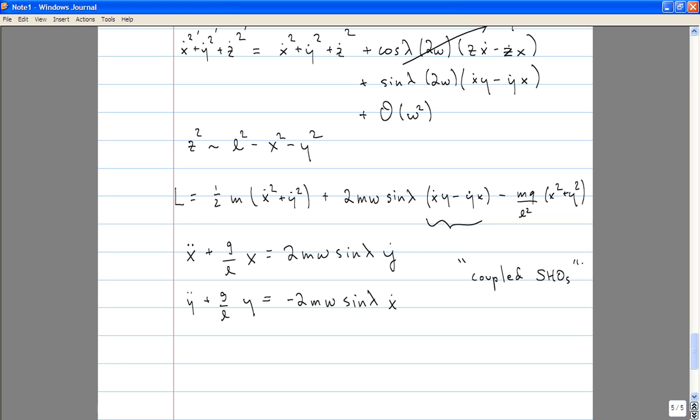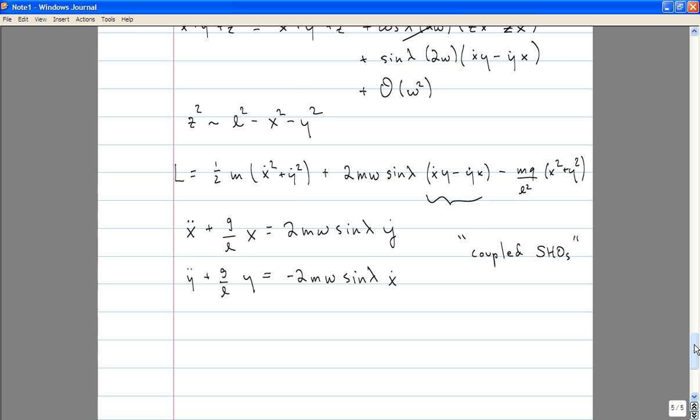where we would have two standard harmonic oscillators, but there's a very small perturbation proportional to sine lambda, which couples the motion of the two harmonic oscillators. And in this case, in fact, it turns out that there is a trick that we can use to write down the solutions of this system exactly. And this is a lovely little trick, which I encourage you to remember.